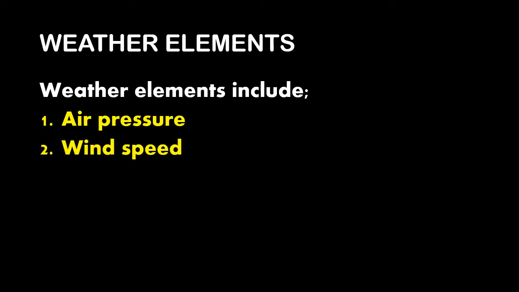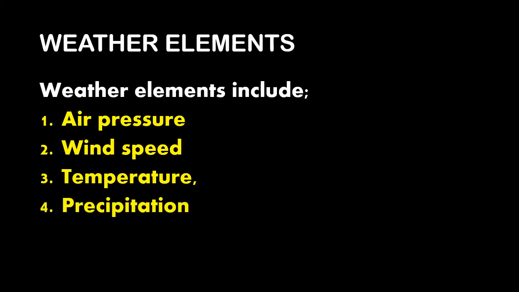Okay kids, now weather elements. As you all know, there are several primary conditions of the atmosphere or weather elements. Different weather elements include air pressure, wind speed, temperature, precipitation, and wind direction. These weather elements are measured by some instruments. Let's see which instruments are used to measure these weather elements.